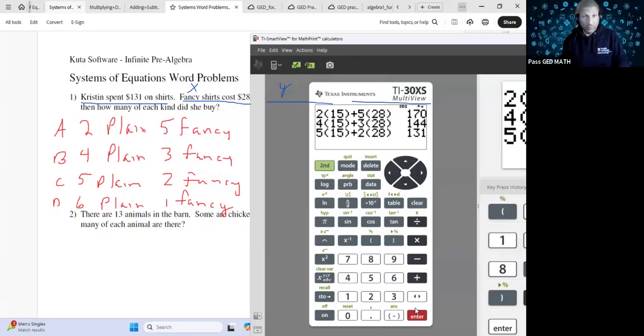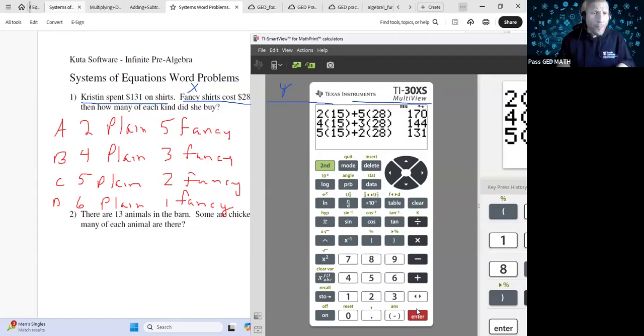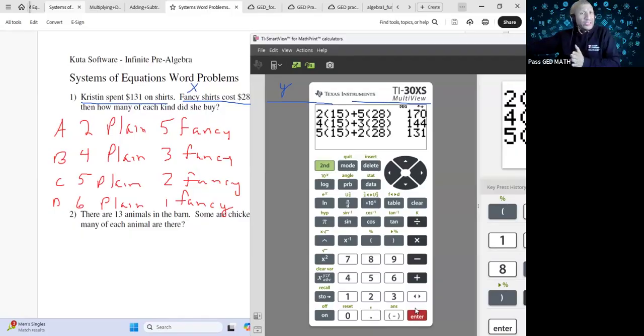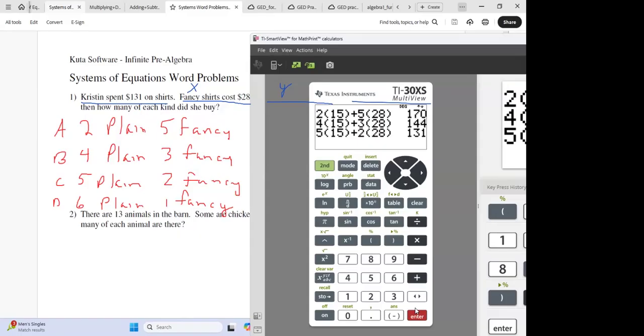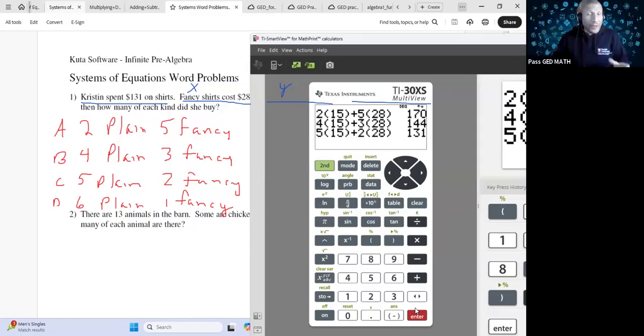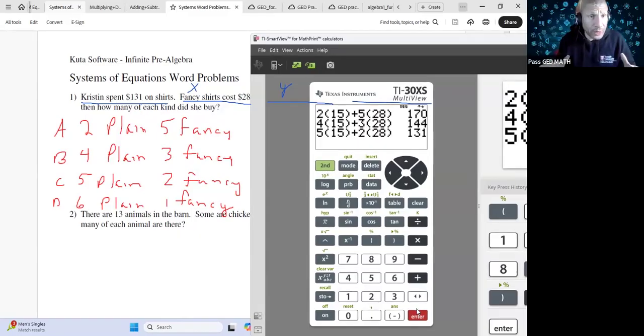What do I know? First of all, I know there's 7 shirts. So let me look at these multiple choice and make sure all my numbers add up to 7. So my 2 and 5 make 7, my 4 and 3 make 7, 5 and 2 make 7, 6 and 1 make 7. So I know, first of all, they satisfied that second equation that said I got to have 7 shirts.